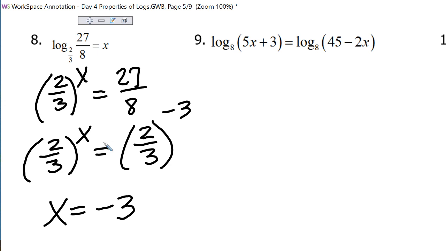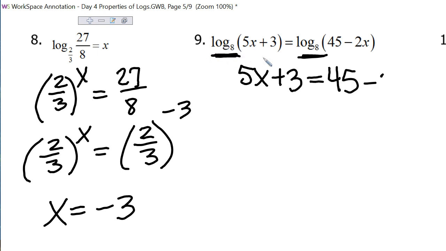Next one, number 9. Now we have logs on both sides. So notice on the left side, this is log base 8. On the right side, this is also log base 8. So we're going to use the property of equality. So if the bases are equal, what does that tell me about what's in the parentheses? They're equal. So set what's in the parentheses equal. So 5x plus 3, set it equal to 45 minus 2x.